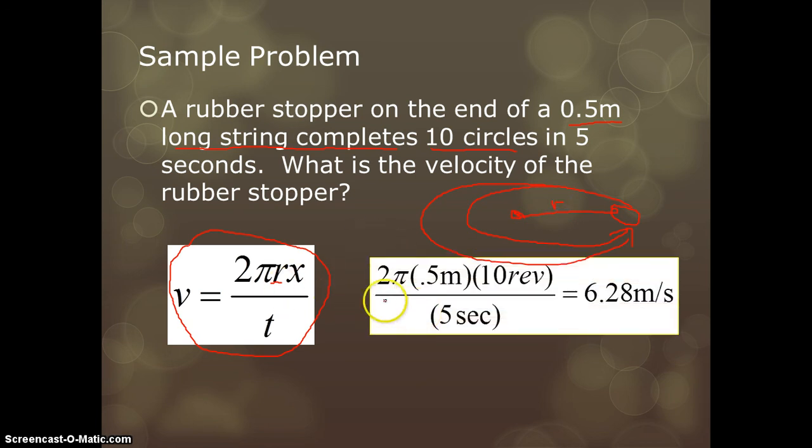So we simply plug everything in. 2 pi times the radius, which is 0.5 meters, times x, which is the number of revolutions, 10 circles, divided by the time. Total time is 5 seconds. And if you do that, you should come out with 6.28 meters per second.